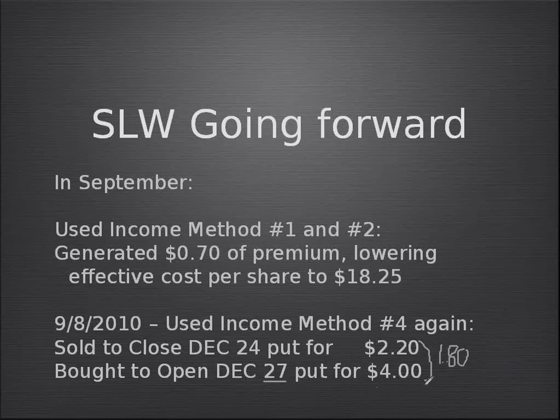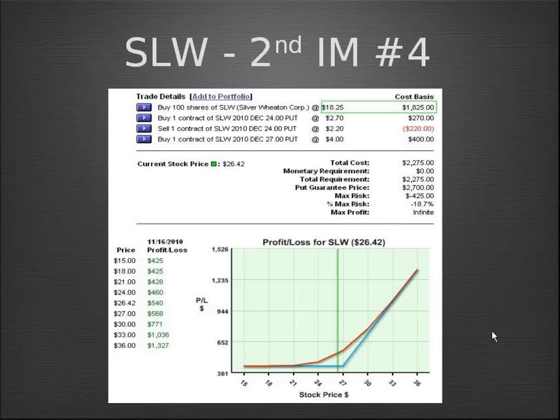So I'm paying $4 to buy the December 27 put, and I'm getting $2.20 for selling to close the December 24. Now, I'm paying $1.80 out of pocket for the right to get $3 back, to reinsure my position at a $3 higher strike price. So that's essentially just like generating another $1.20 in income. I'm not doing that directly, but it's giving me $1.20 better.